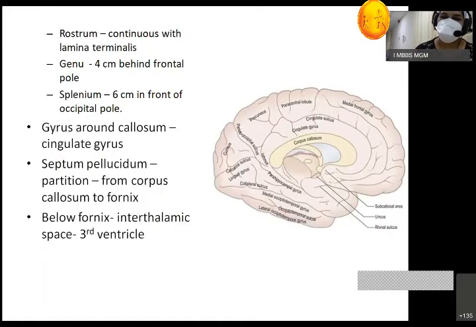Now, the septum is extending from the corpus callosum to the fornix. Below the fornix, there is an interthalamic space. So, the thalamus of the right side and the thalamus of the left side, in between these two, there will be a small space. That space is occupied by the third ventricle.